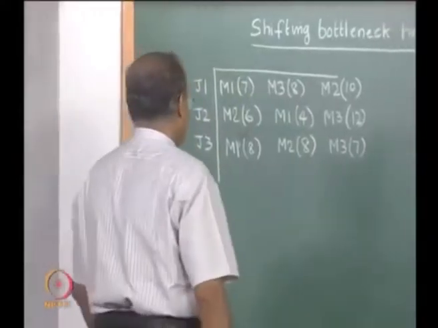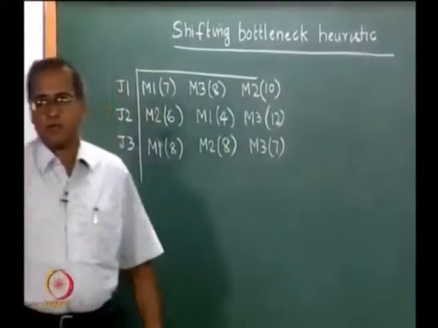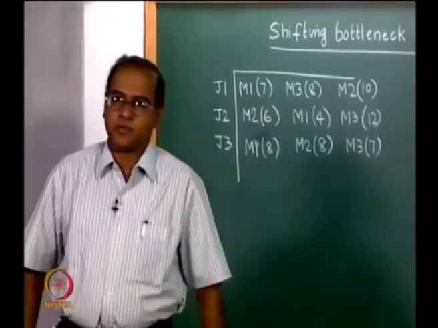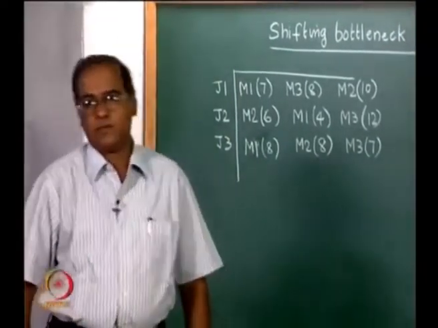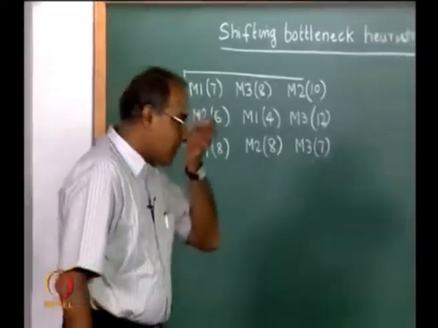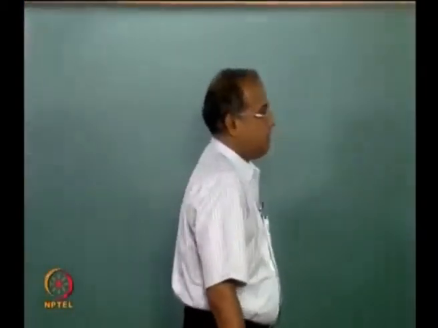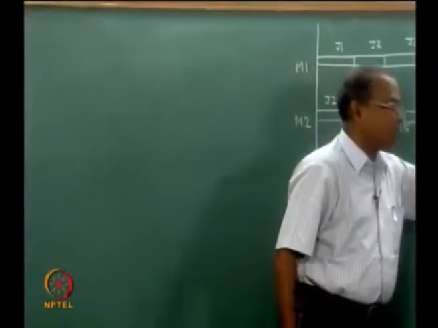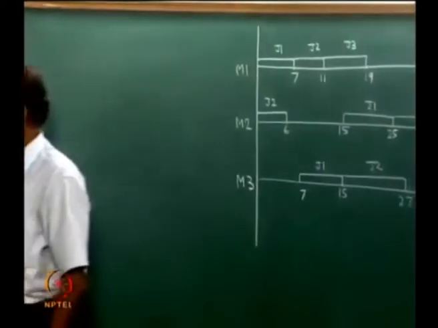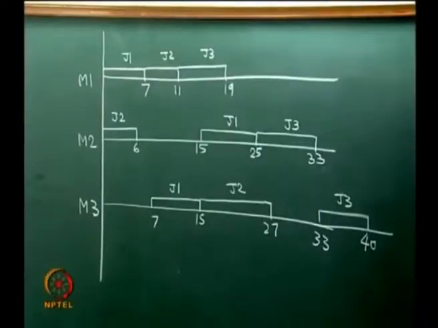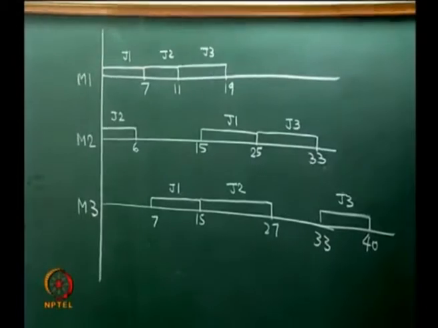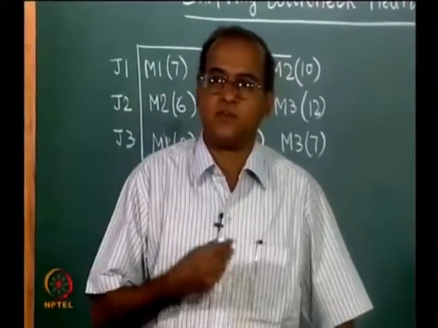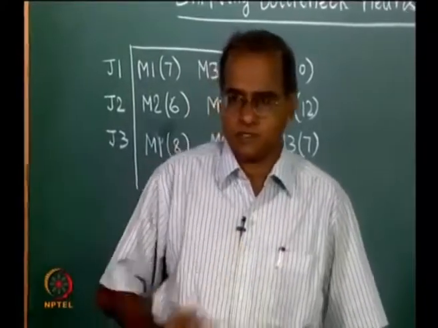In this lecture we will look at the shifting bottleneck heuristic to try and minimize the makespan in the job shop scheduling scenario. In the previous lecture we had found a solution using the SPT rule which gave us a makespan of 40. Now we will apply the shifting bottleneck heuristic to the same example to see whether we can get a better solution, or to understand how the shifting bottleneck heuristic works.